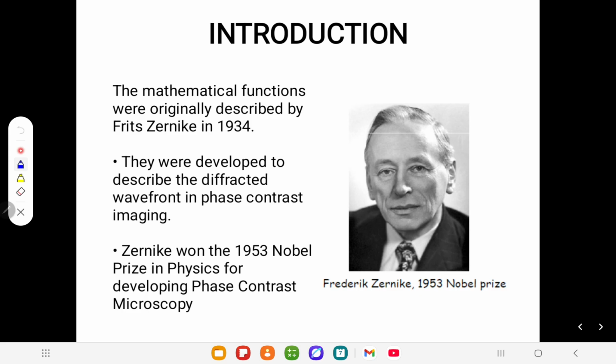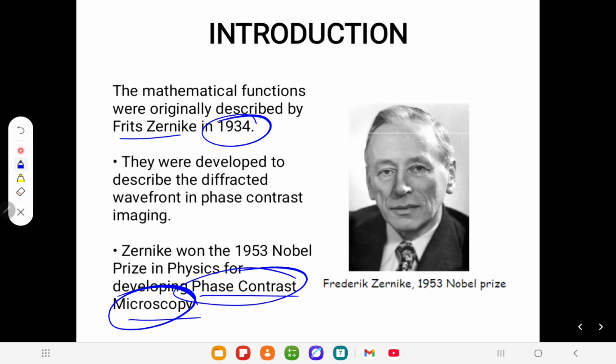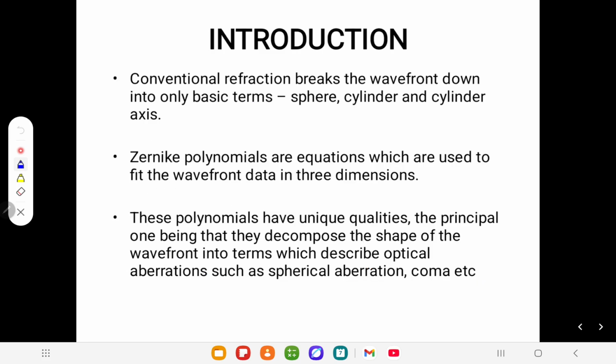Okay, so who is Zernike? The mathematician who originally described them was Fritz Zernike in 1934. He got the Nobel Prize for phase contrast microscopy, but he's famous for Zernike polynomials. It's quite interesting: he got the Nobel Prize for another work, and he is actually famous for Zernike polynomials.